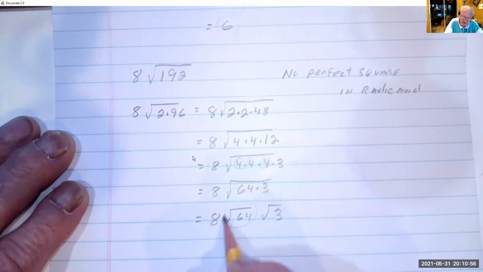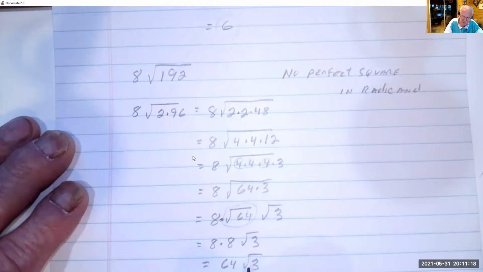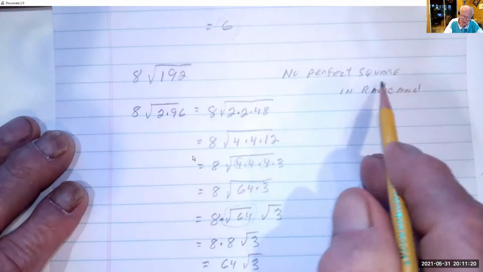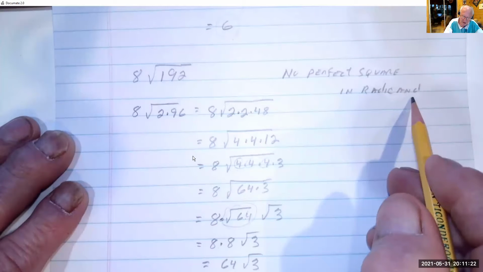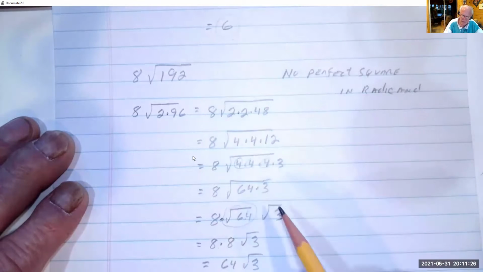I can extract the square root of 64 from here, but I've got to remember that what's outside is a multiplication symbol. I'm multiplying the 8 that's on the outside by the square root of 64, which happens to be 8. So it's 8 times 8, left with radical 3. Final answer is 64 radical 3. This is the radical simplified by the rule, no perfect squares left inside the radicand. I did it out tediously, but you can see the idea.